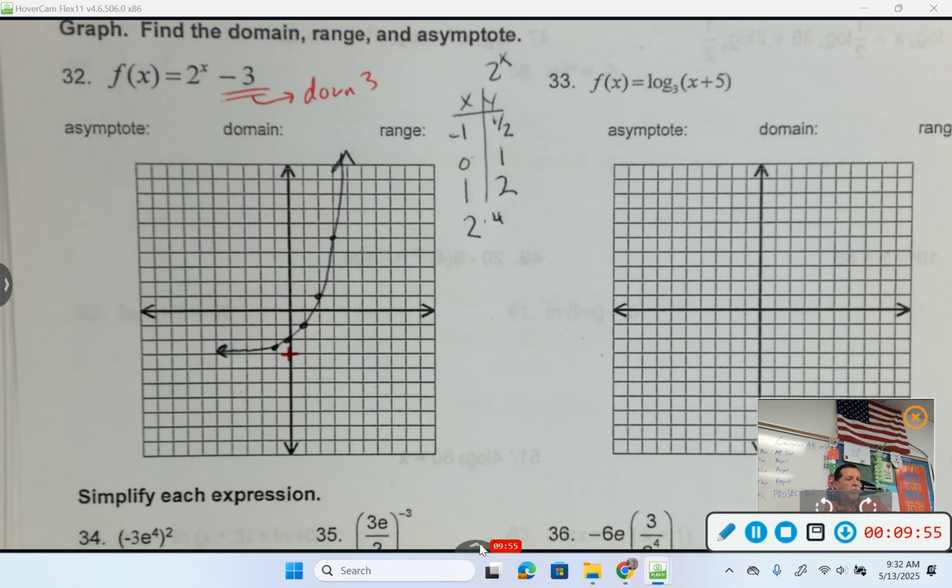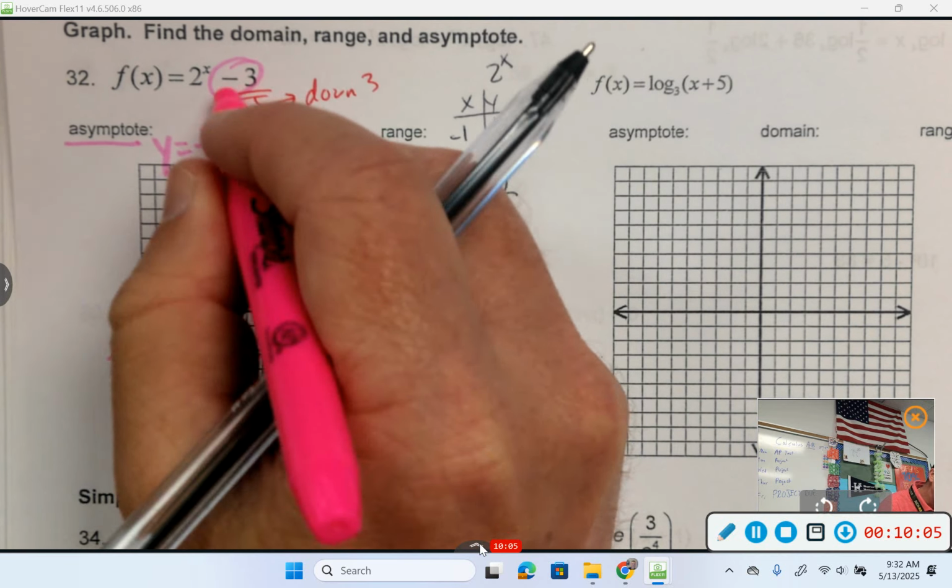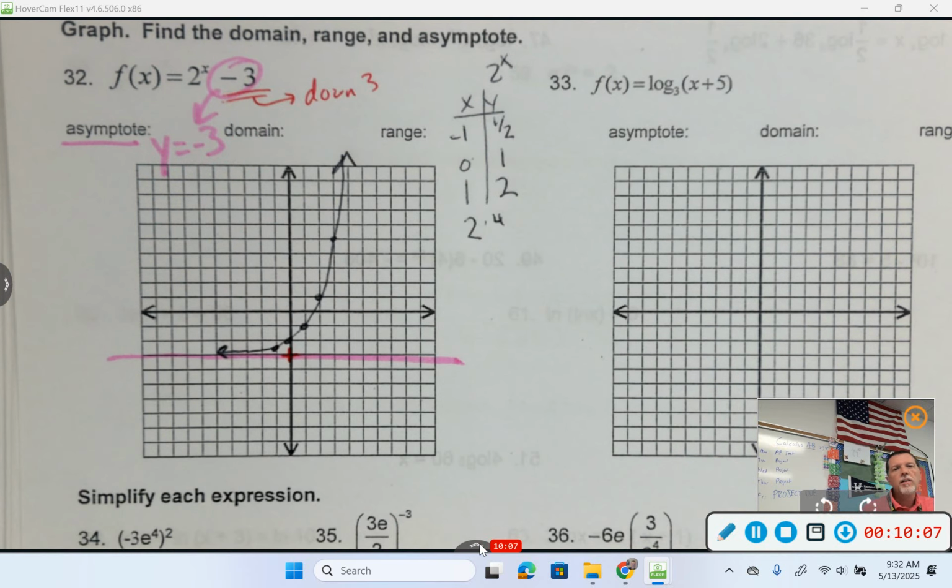Oh, speaking of asymptote, looks like it's right there. Y equals -3. So that down 3 shifted my asymptote down 3.